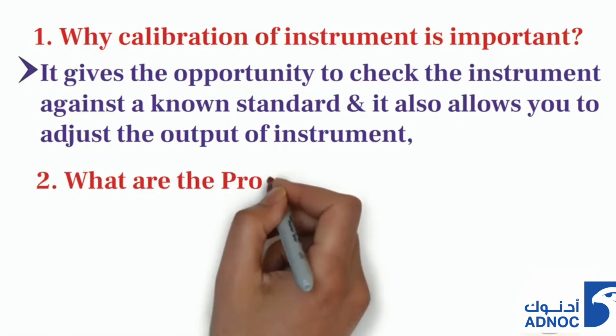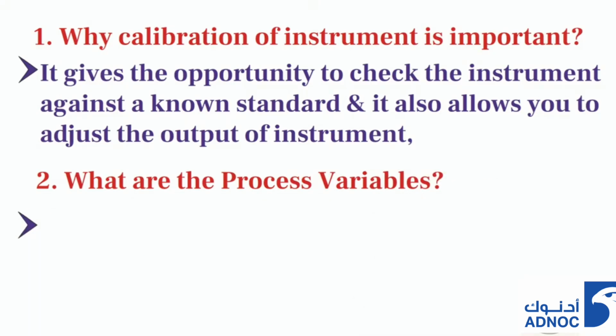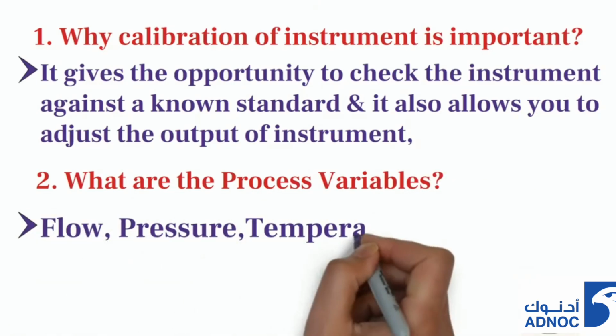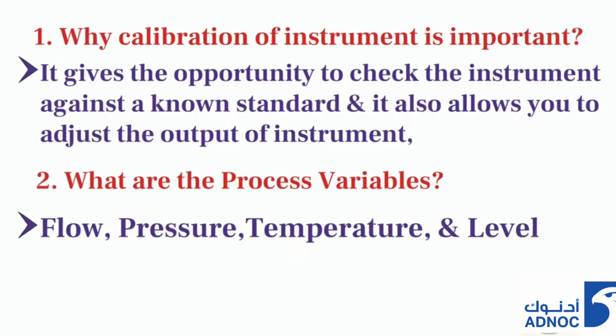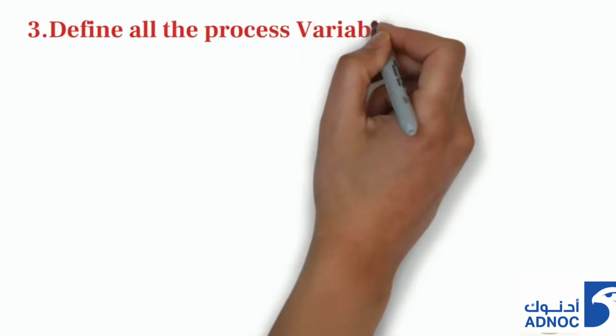Second question is, what are the process variables? Flow, pressure, temperature, and level are known as process variables. Define all the process variables and state their unit of measurement.